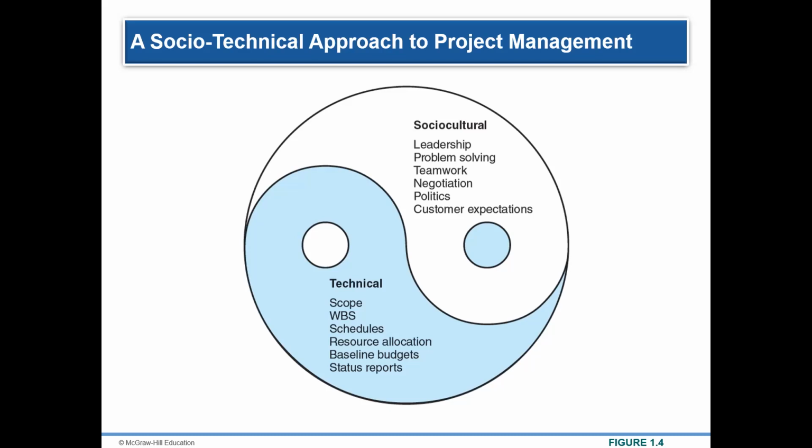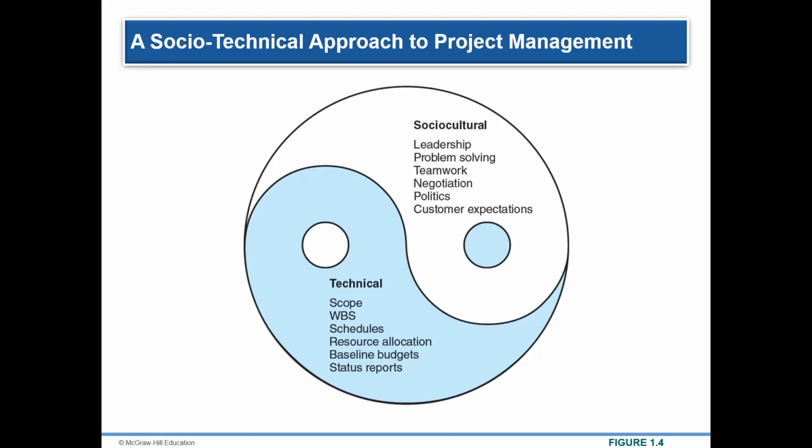And then the other side, to make a good project manager, is you need to be technical. We're going to have technical things. We're going to learn about the scope. What is the scope of a project? WBS, work breakdown structure. How to schedule a project properly. How to allocate resources so that we don't miss out on anything. How to create a budget. How to update reports and documentation. You put them together, and that is how you create a project.